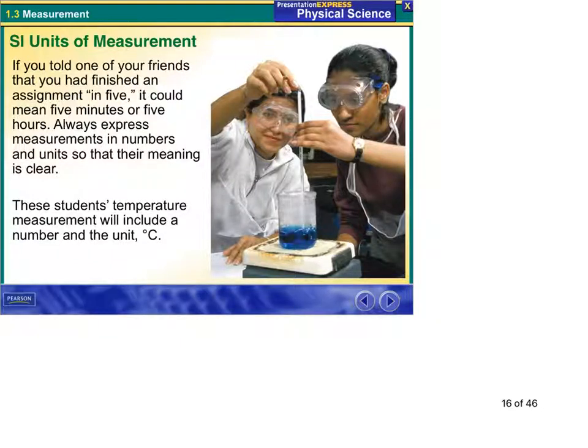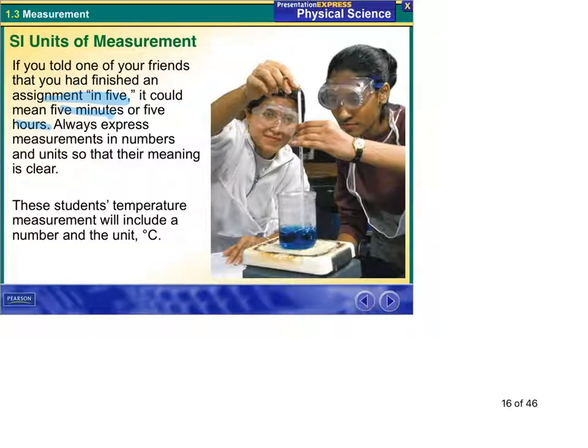And we must have units. It's a great little example. If somebody said they finished an assignment in 5 what? It could be 5 minutes, 5 hours, 5 seconds, 5 days. It could be a lot of different things. If I was going to have you mow my yard, and I said I was going to pay you 5, that could be 5 cents, $5, $500. It could be all kinds of different things. Could be 5 pieces of candy. Could be 5 anything. So we need units.